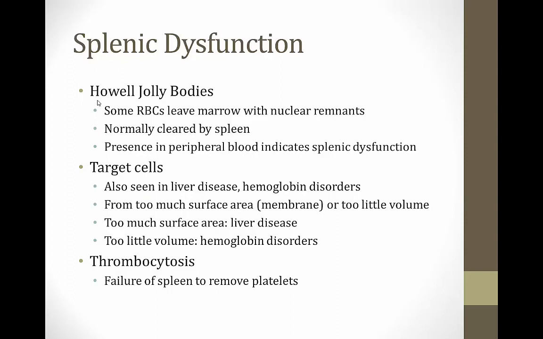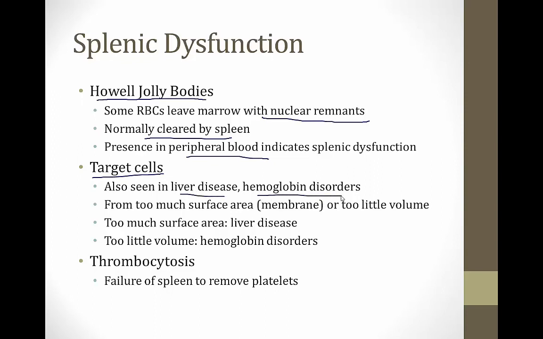The first one is called the presence of Howell-Jolly bodies. Some red blood cells leave the marrow with nuclear remnants still present inside the cell, and normally these are cleared by the spleen, but they will appear in increased numbers in the peripheral blood if the spleen is not working. Target cells can also be seen in people who've had a splenectomy. They're also seen in liver disease and hemoglobin disorders.